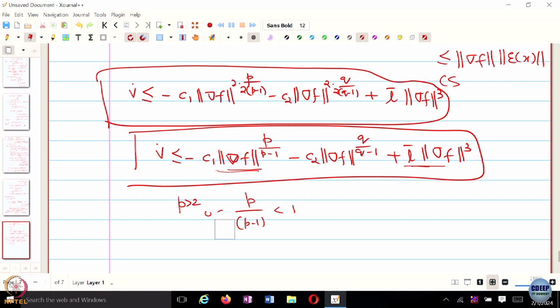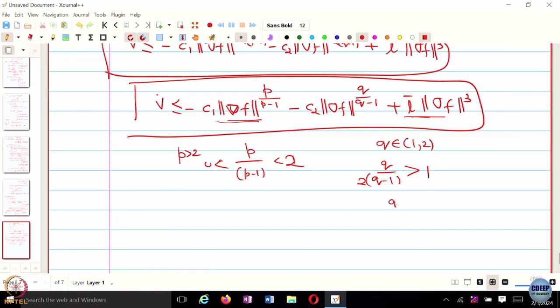So if essentially, okay, and for q being a number between 1 and 2, we know that q over q minus 1 is a number greater than 1. So q over q minus 1 is basically going to be greater than 2. Okay. Now we have two regimes. One is an exponent less than 2 and the other one is greater than 2.